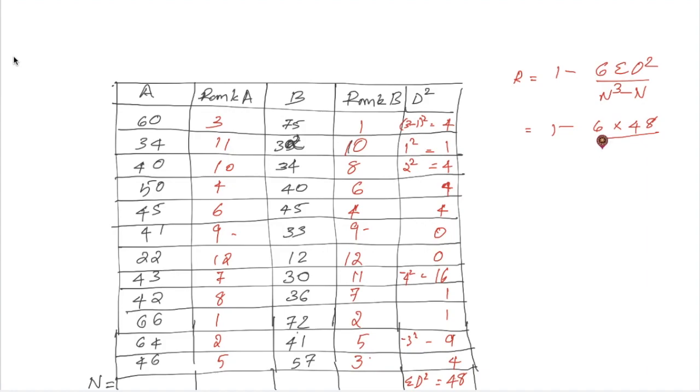So this will be 10 cube minus 10, which gives us the value 1 minus 0.1678. Our final answer will be 0.83. So we could conclude that there is a very strong positive correlation between A and B.